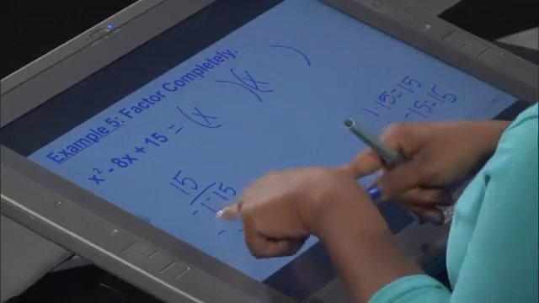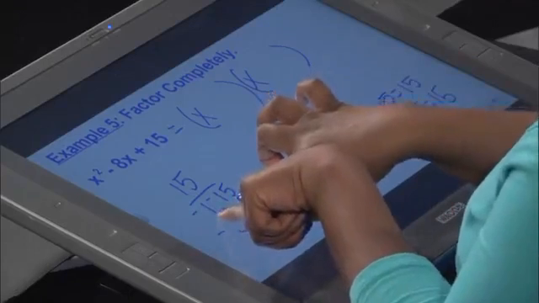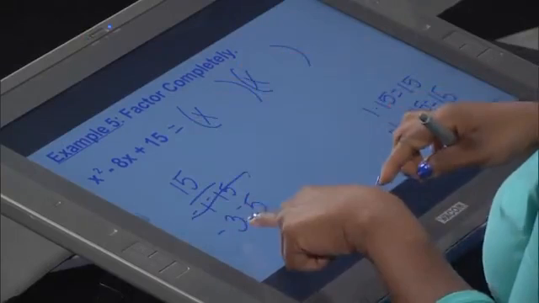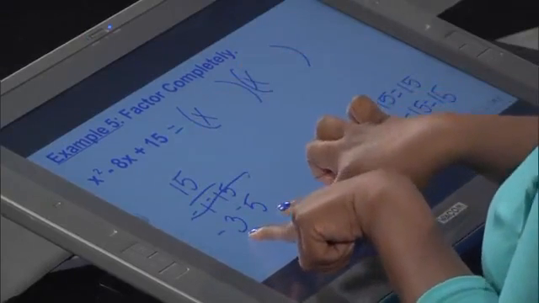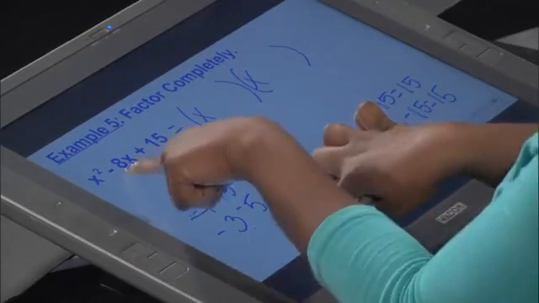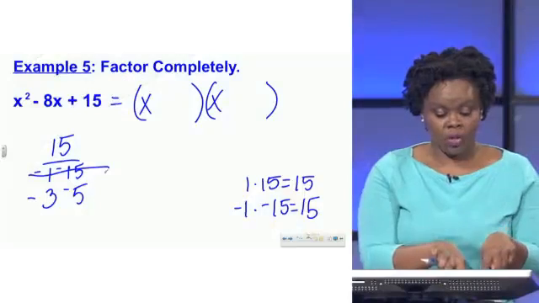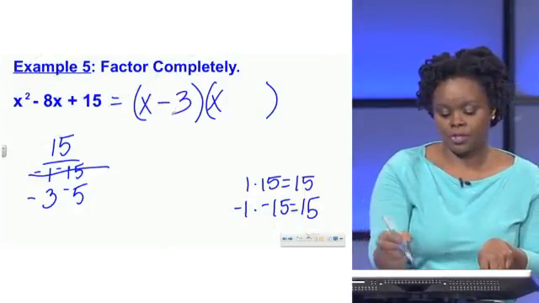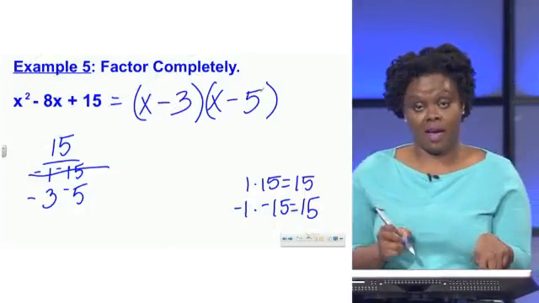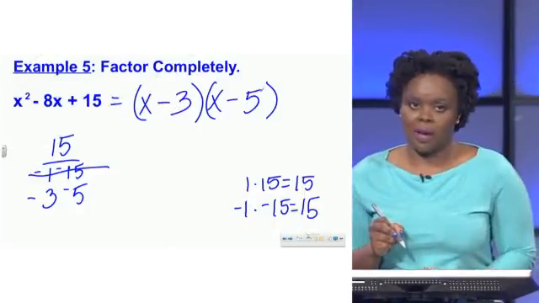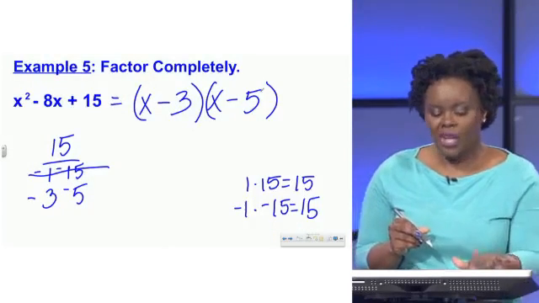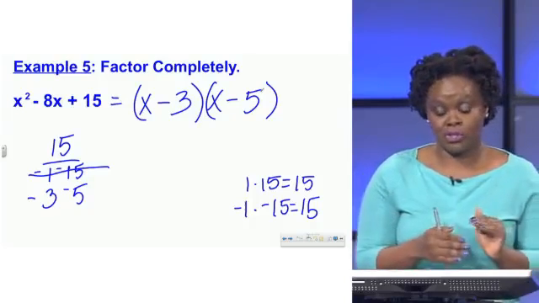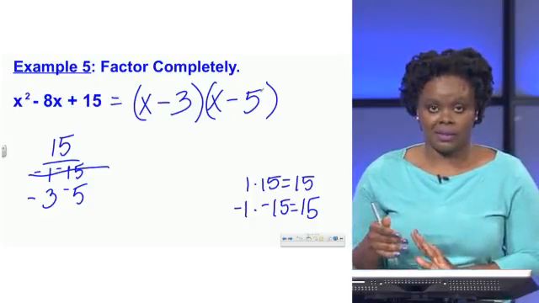So for example, -1 plus -15, that's -16. That's not it. Now, -3 plus -5, that is -8. And that's the sum I was looking for. So what that means is, over here in my factors, I'd have (x - 3) and (x - 5), okay? So these factors aren't positive. When you see negative signs, you just have to start considering negative numbers also when you're doing your guess and check, okay?